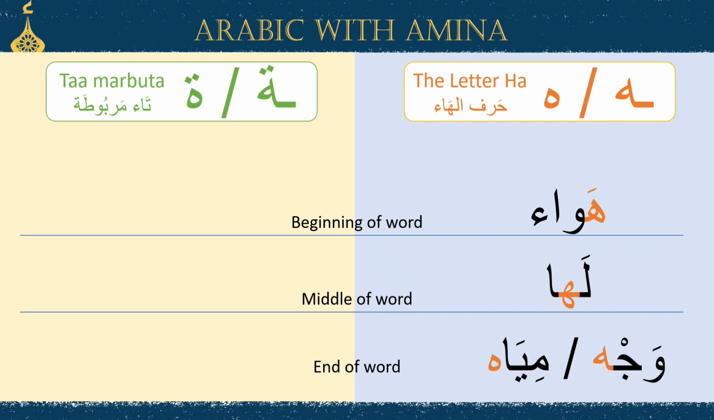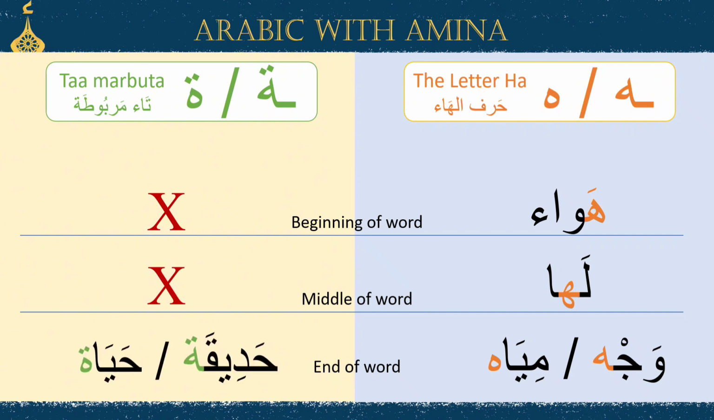Now, Taa Marbuta is a little different. It never appears at the beginning of a word, and it never appears in the middle of a word. You'll only find it at the very end of a word, such as in the word hadiqa, garden, or haya, life. That's because Taa Marbuta isn't considered an official member of the alphabet.